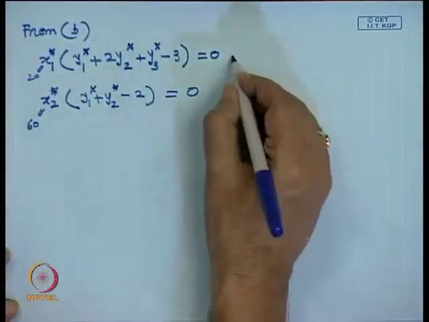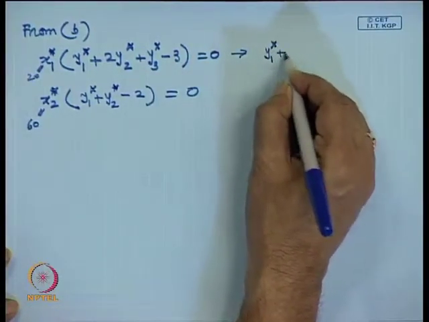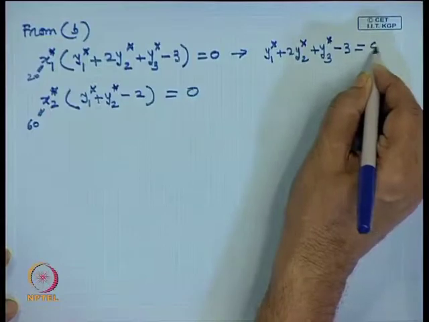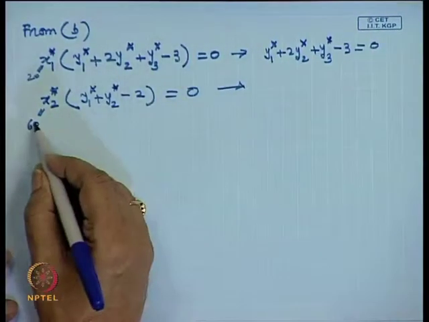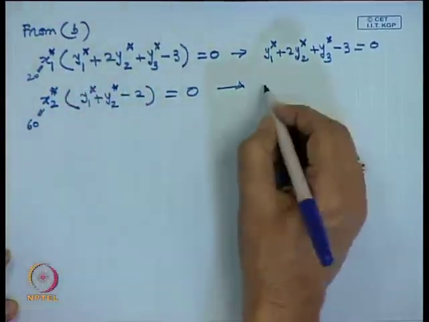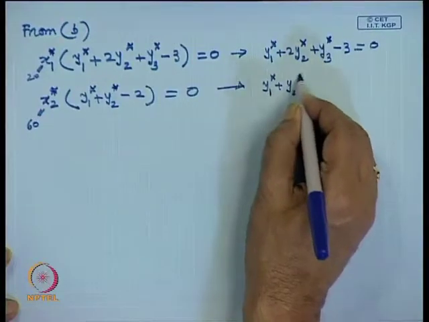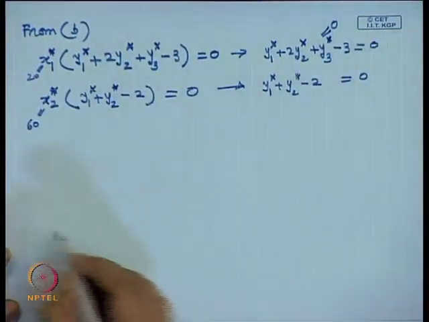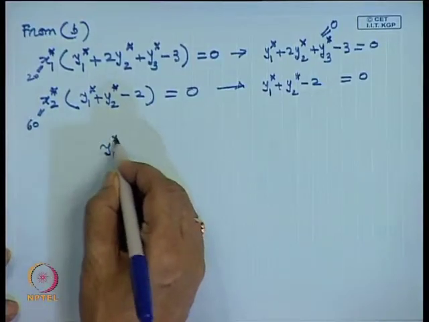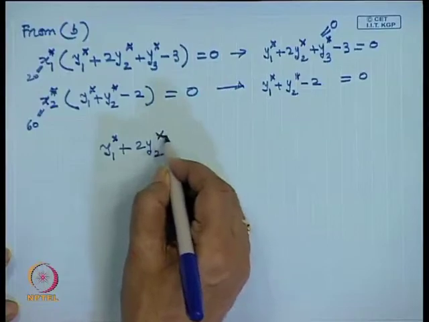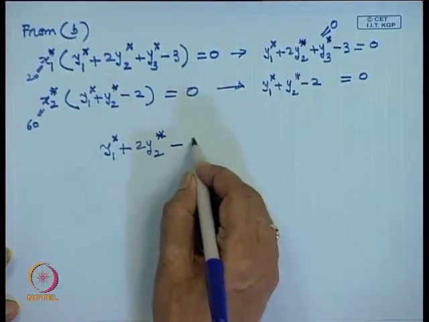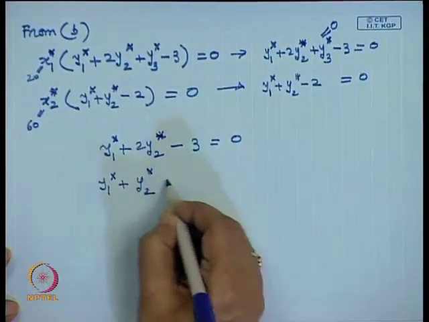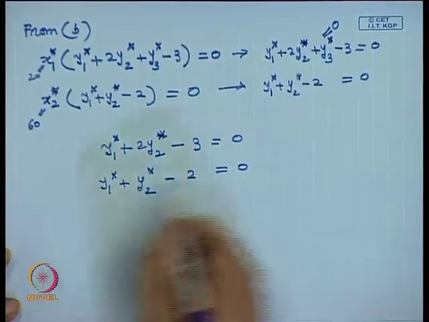So, this is 60. This implies that y1 star plus twice y2 star plus y3 star minus 3 is equal to 0. This implies, since it is 60, it cannot be only possible, this must be 0: y1 star plus y2 star minus 2 is equal to 0. Now, this value we have just found out from condition A is 0. So, you have to solve two equations now: y1 star plus twice y2 star minus 3 is equal to 0, and y1 star plus y2 star minus 2 is equal to 0. Agree?